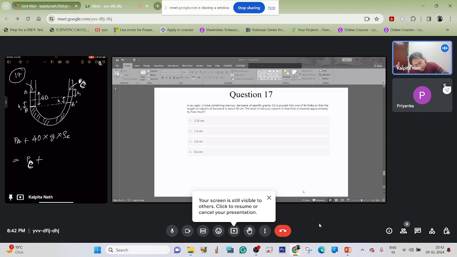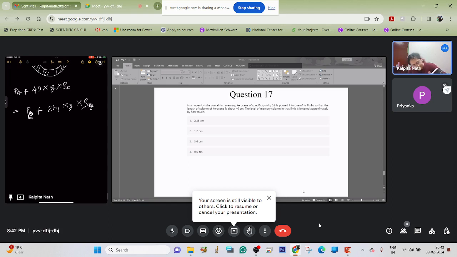So the whole thing is there will be 2h1. Let's suppose we consider 2h1, then 2h1 multiplied by g multiplied by the density of mercury. This g will get cancelled out. The density of kerosene we know, mercury we know, so h1 we need. h1 is equal to 40 times the density of kerosene upon 2 times the density of mercury.